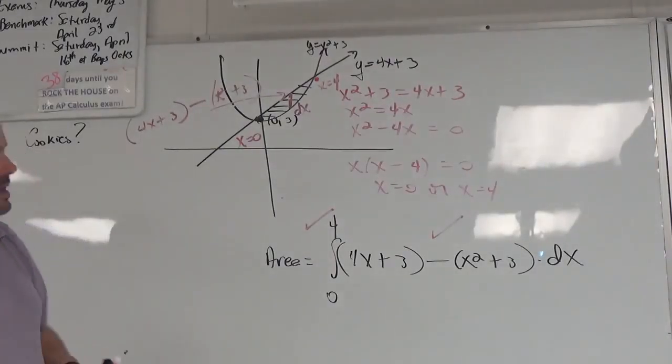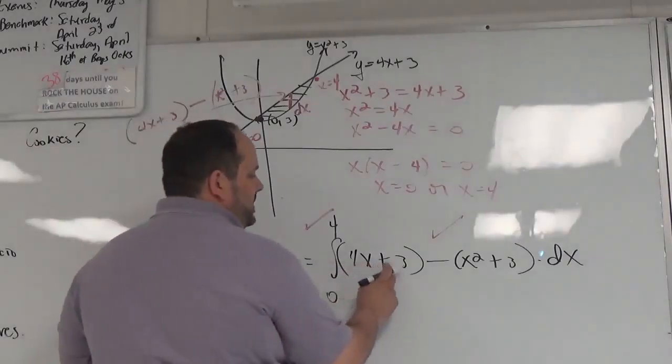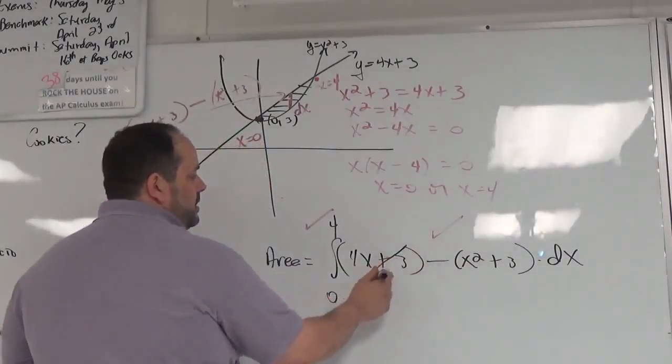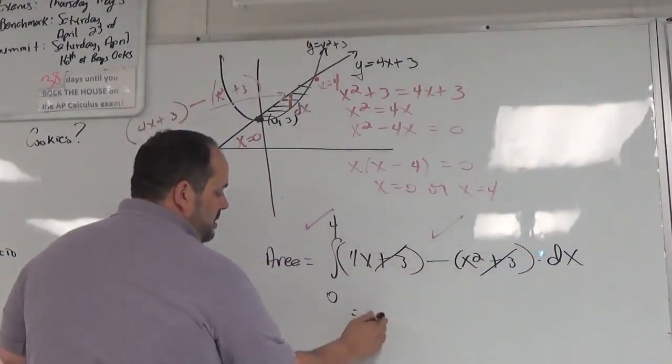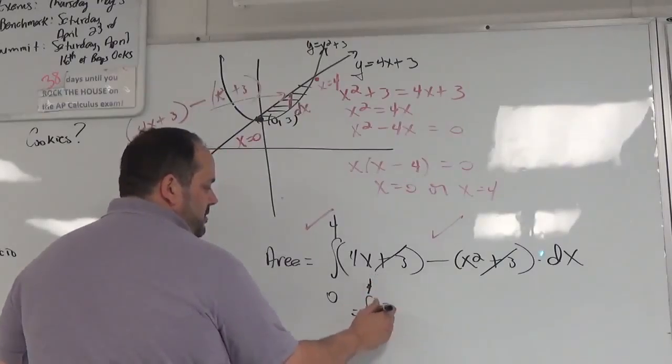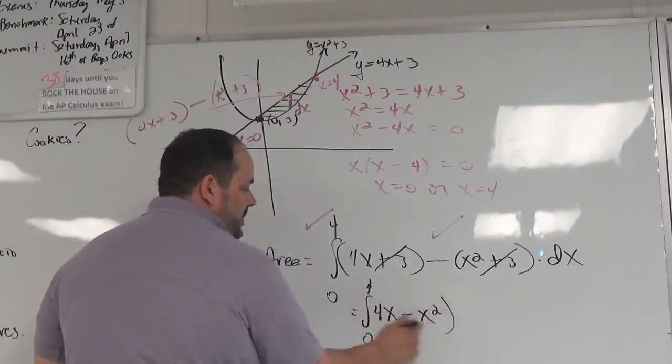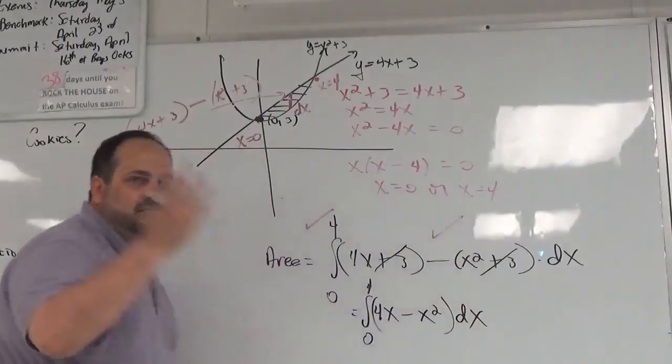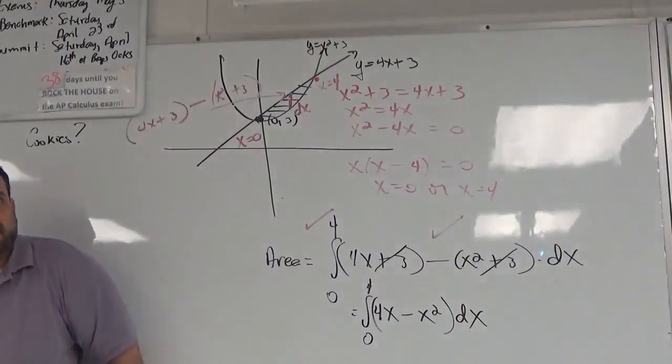Combine like terms, if you see them. 4x plus 3 minus x squared plus 3. Those 3s cancel. So now you've got the integral from 0 to 4 of 4x minus x squared dx. Next thing? Oh, it's been a while.